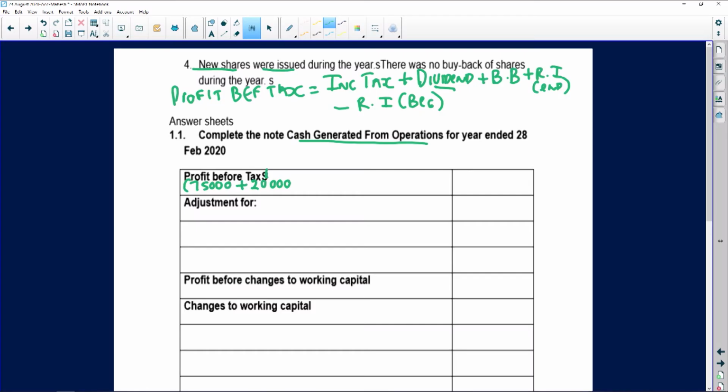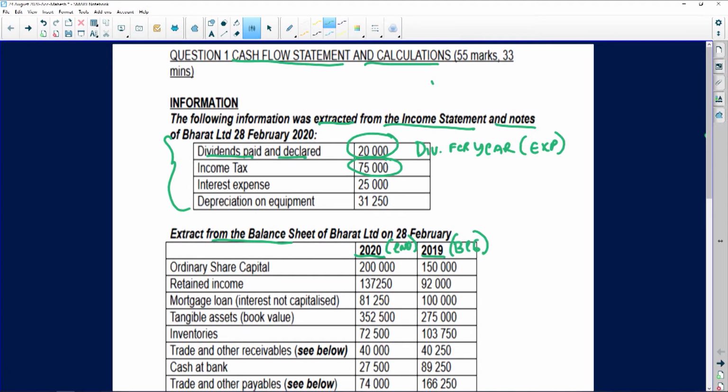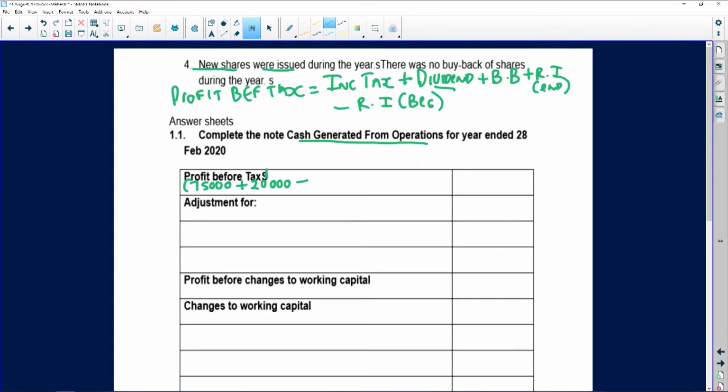So I can ignore buyback because obviously there wasn't any. Right, retained income at the end of the financial year. So let's go to our balance sheet. And remember, be very careful that you do not confuse the beginning of the year with the end of the year. So an amount of 137,250. I'm going to take that through. So plus 137,250. And then finally, I'm going to subtract retained income at the beginning of the financial year.